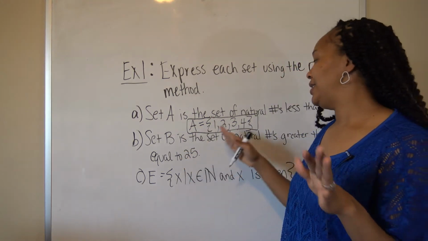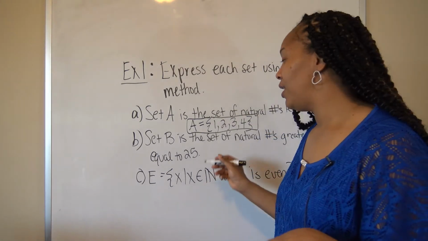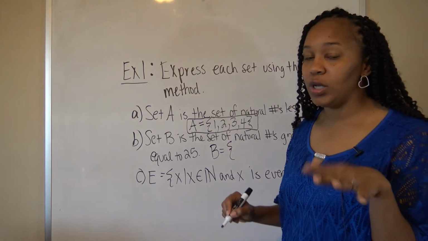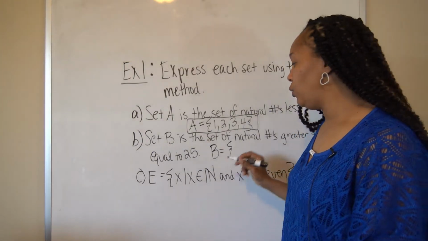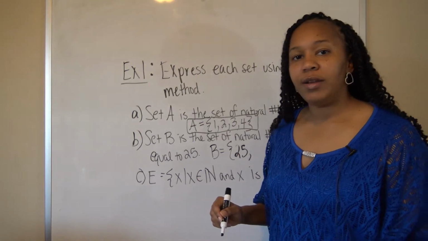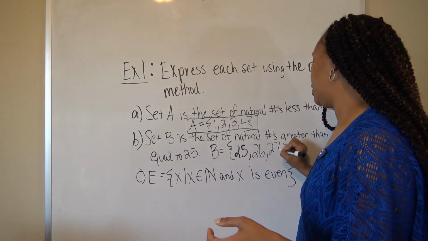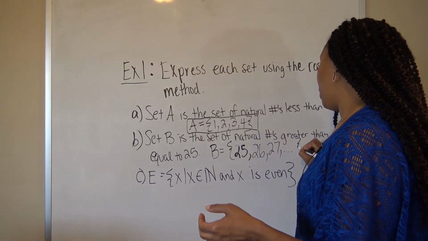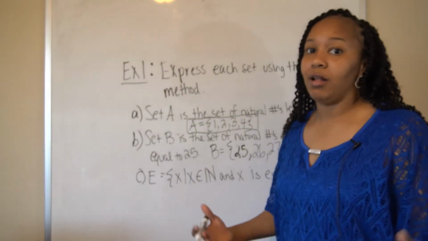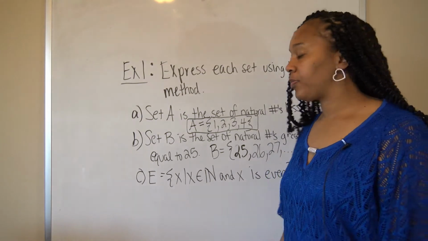Set B is the set of natural numbers greater than or equal to 25. So for set B, since it also wants the set of numbers equal to 25, I would start with 25, and then I want all of the numbers greater than 25, so I would continue to go 26, 27, 28, and it would keep going. And so I would just put dots to let you know that it keeps going. It doesn't stop, because that's all of the numbers that are greater than or equal to 25.